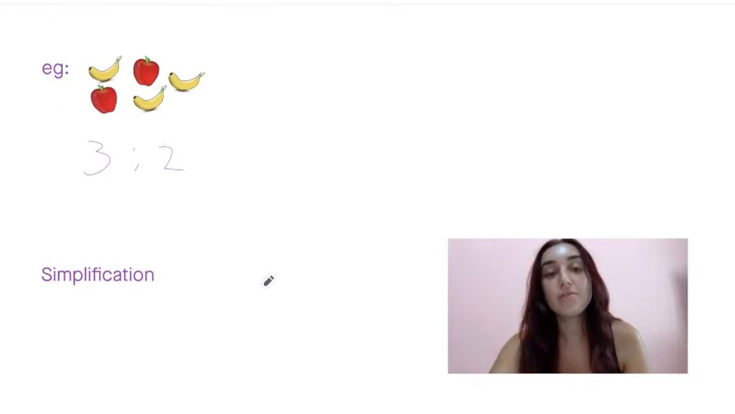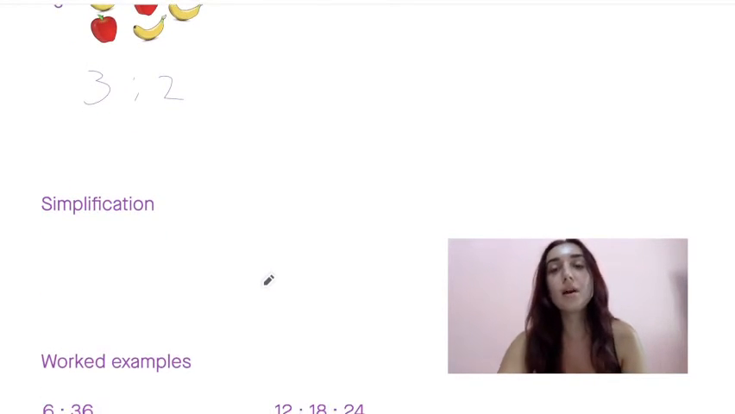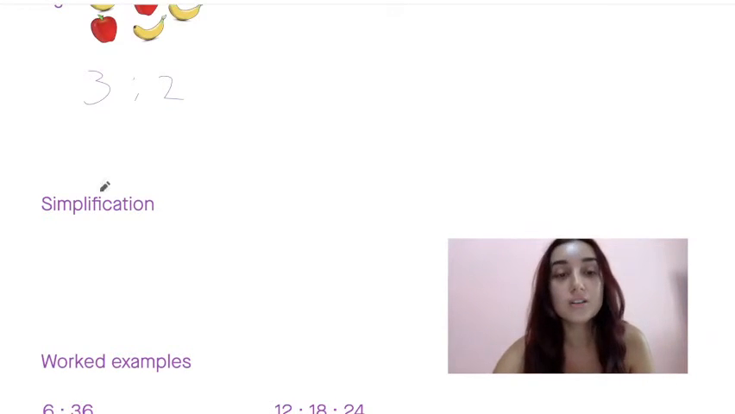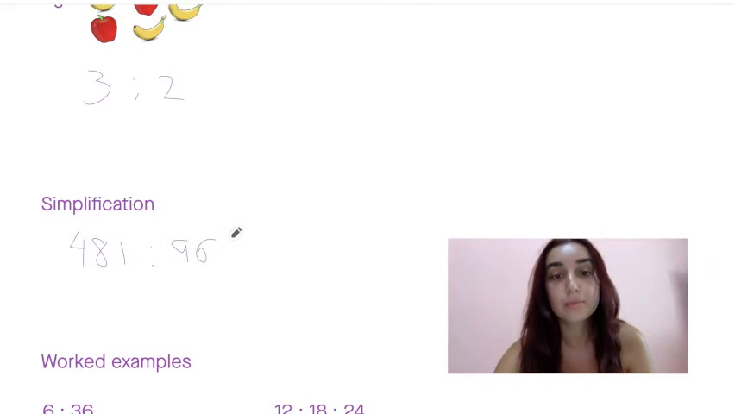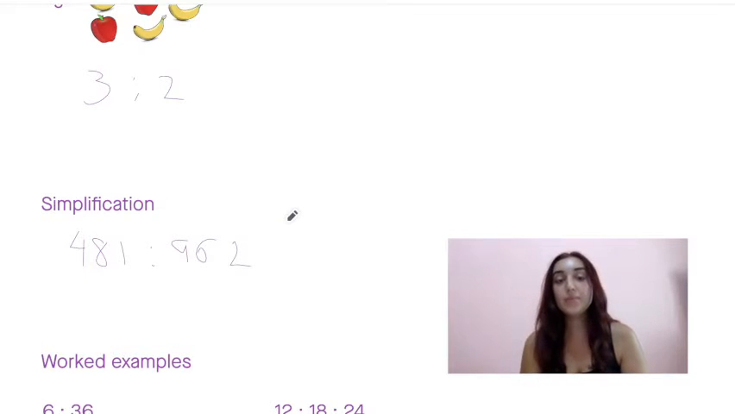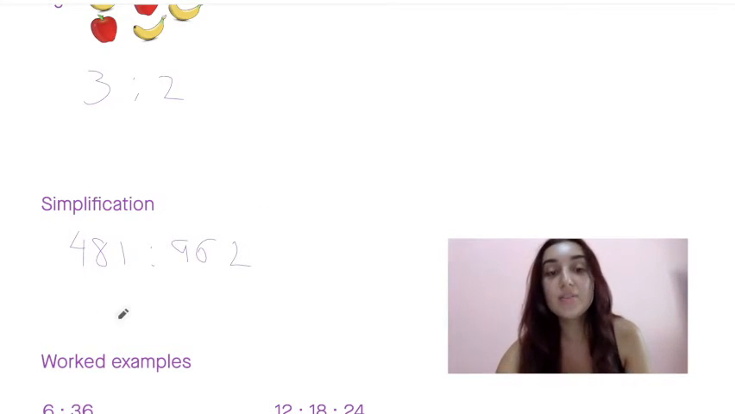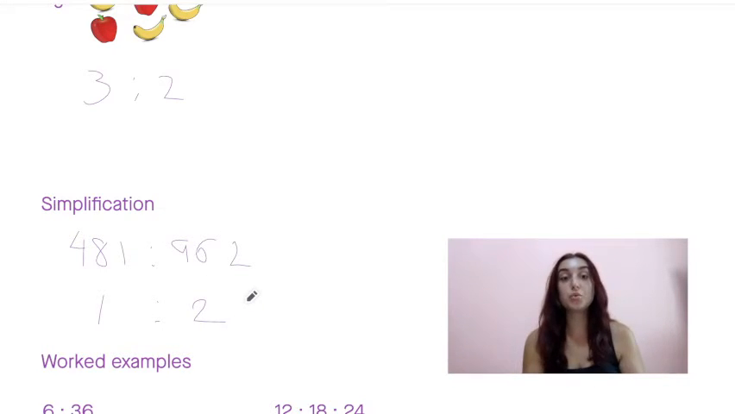Sometimes we might have ratios which have quite large numbers, so they're quite difficult to compare between each other. In this case, we might have to simplify them. For example, let's say we have the number 481 to 962, let's say. They're quite large to compare, right? So in this case, what we have to do is simplify this ratio. And after we simplify it, we'll realize that we will get the ratio 1 to 2. Now, this ratio is much easier to compare. The numbers are much easier to compare to each other.